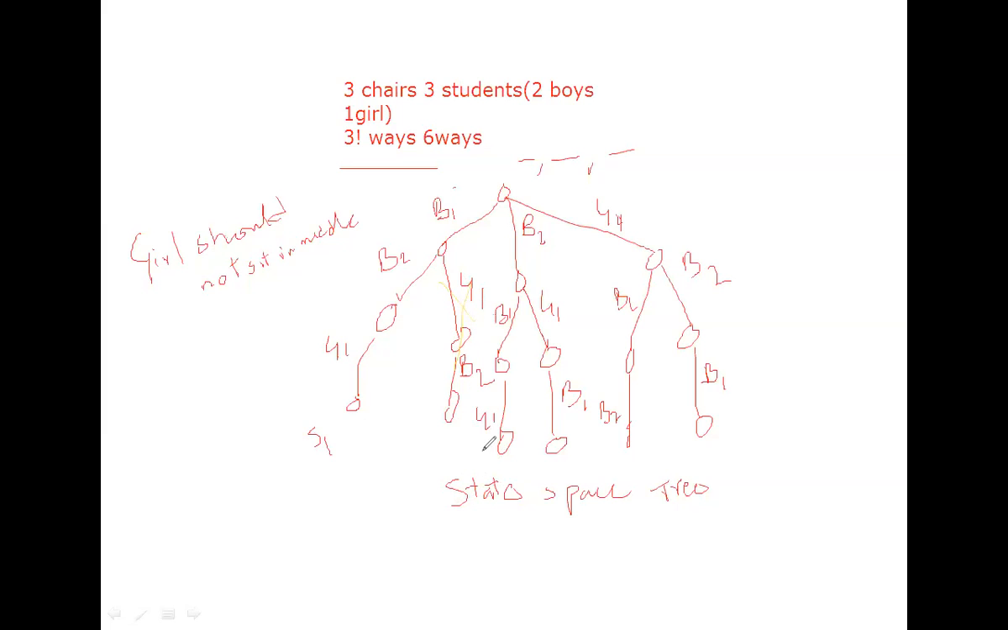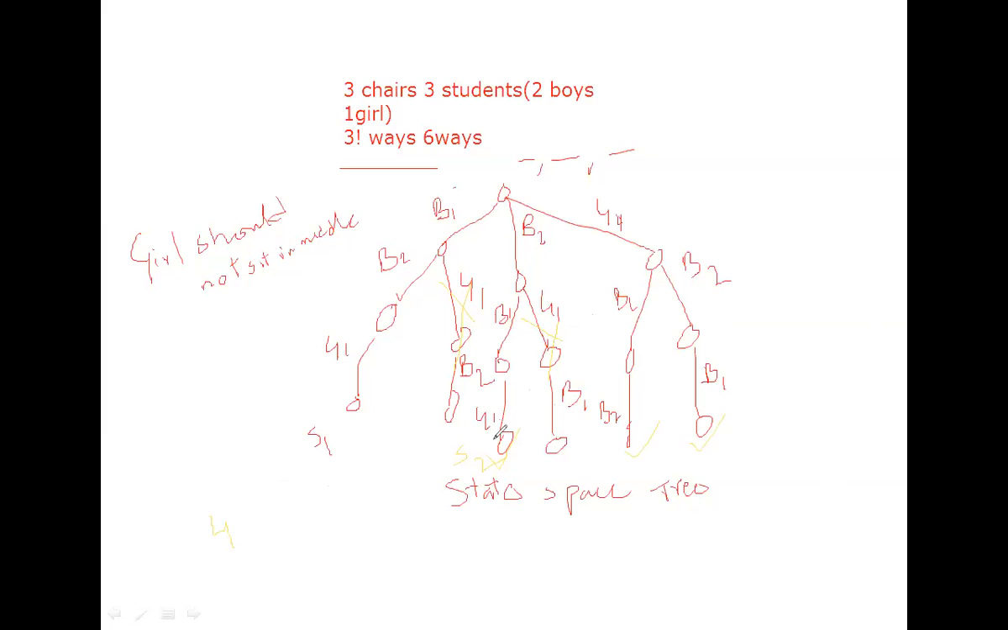So next this one is another solution S2, and this is not the solution. We killed this, because the girl is sitting between two boys. And this one is another solution, and this one is another solution. So by using the constraints, how many solutions do we get? We get 4 possible solutions. So this is our backtracking.